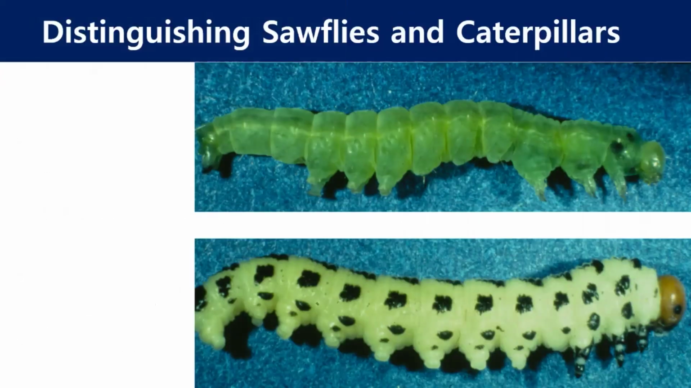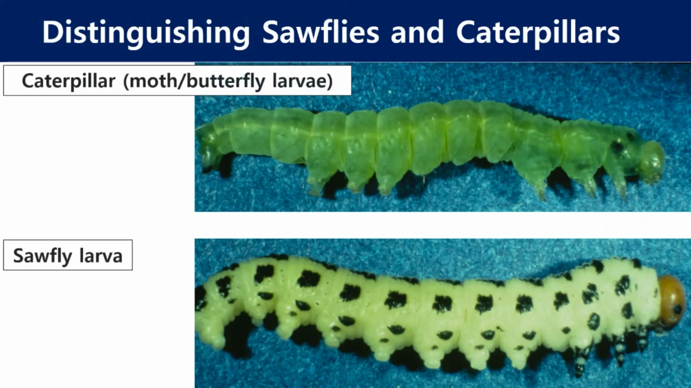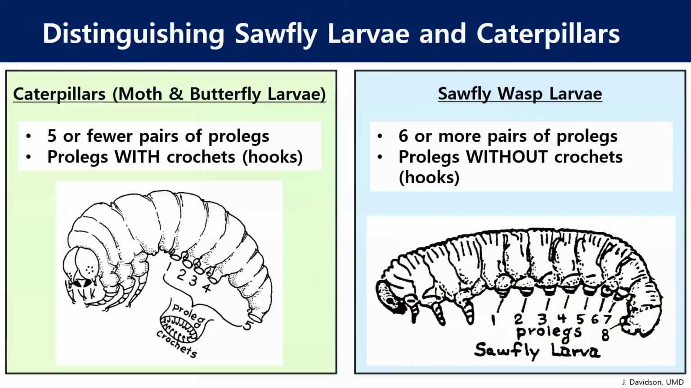And then quickly, a lot of people will mistake sawfly, which we learned is a wasp larva, for caterpillars. So we look on our screen, which one's the caterpillar, which one's the sawfly. So the top one is a caterpillar, the bottom one is a sawfly. If we had more time, I would have given you more time to guess. But here's a little chart for you to learn more about this.